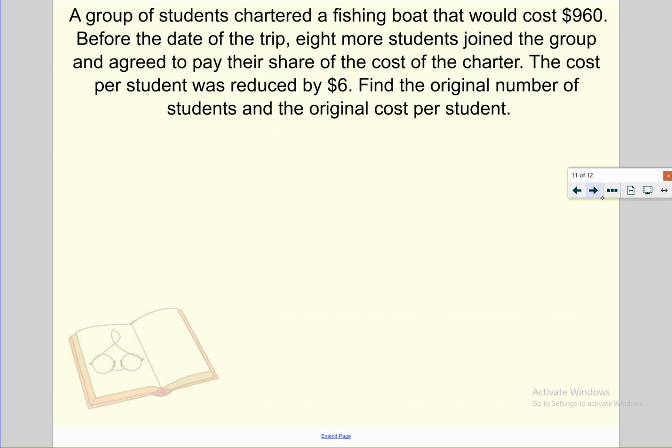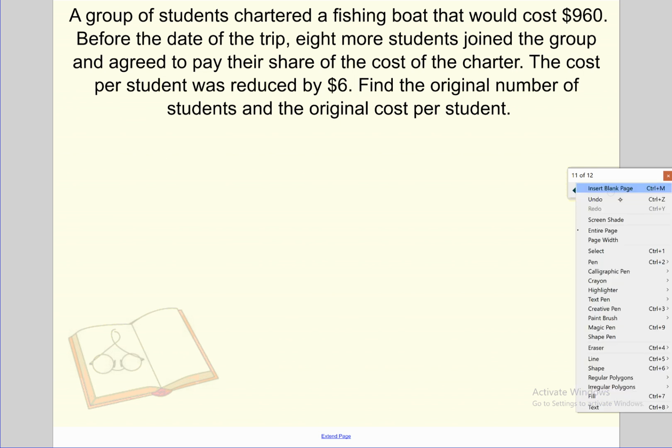All right, a group of students chartered a fishing boat that would cost $960. Before the date of the trip, 8 more students joined the group and agreed to pay their share. The cost per student was reduced by $6. Find the original number of students and the original cost per student. What are the two things I'm solving for here? Are my variables?